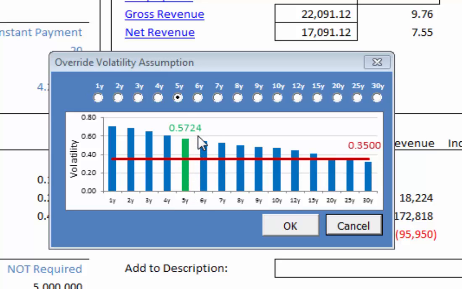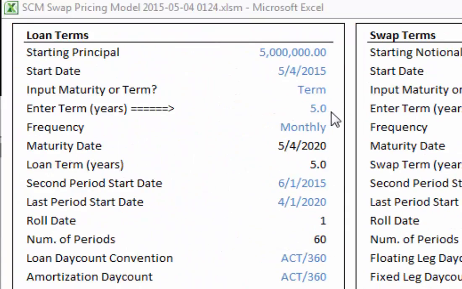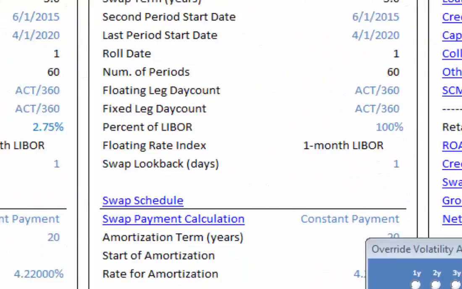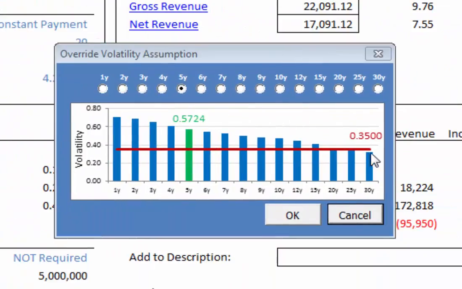Here's the 5-year with the display of the actual volatility at that point. And the term of the loan, you can see, is also 5 years. If it were 5.1 years or some such thing, it would round to the nearest whole number because that's the volatility point that we have. The red line shows the volatility the model is presently using, so what has been input into that cell already. So 35 is this red line that goes all the way across here. So here's the term structure, 1 year to 30 years. Here's what's in there, what we're using now. Here is the volatility point that is closest to the term of the loan.